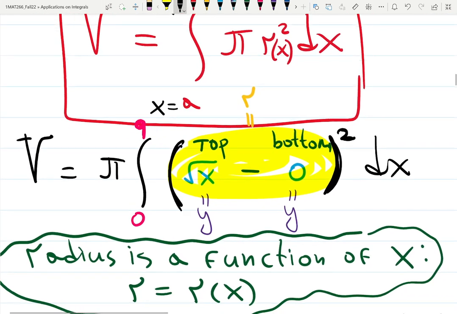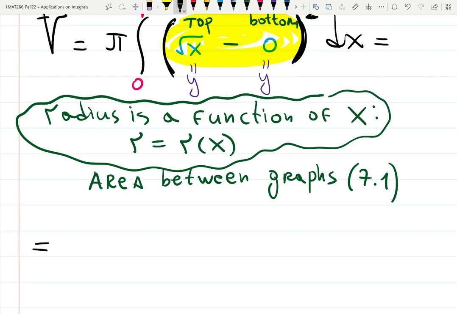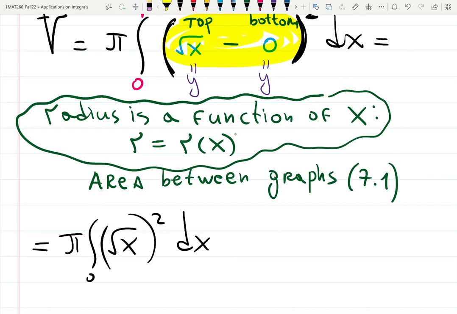Top minus the bottom, or right minus left. Boom, this is pretty easy to integrate. We're going to have pi outside, from 0 to 9, square root of x, squared, dx. In some books, you will see square root of x right away, but I'm teaching it better than that. It's top minus the bottom, because later they make it more complicated and it shows up out of nowhere, top minus the bottom. It's always been there.